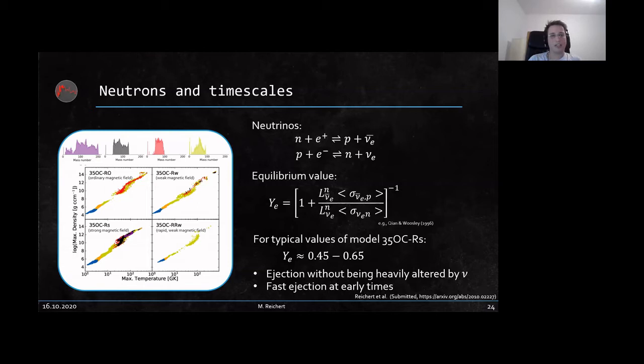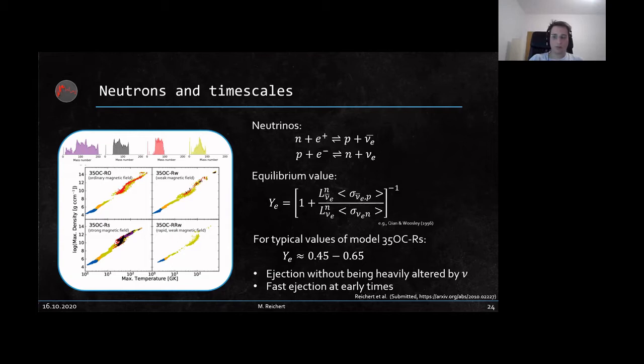But on the other hand, you also have neutrinos. And with neutrinos, you can react from protons to neutrons or the other way. And if you irradiate a certain fluid element for infinitely long, you will obtain an equilibrium value that is given by this formula. And if you take a typical fluid element from the model of the strong magnetic field, this value will be around 0.45 to 0.65. So much higher than the Ye that we use to produce a full r-process.